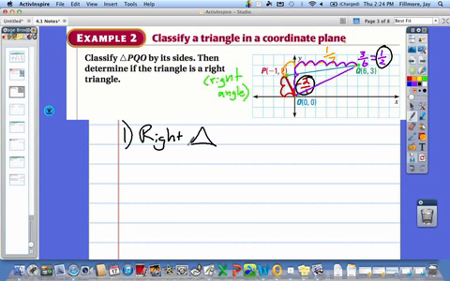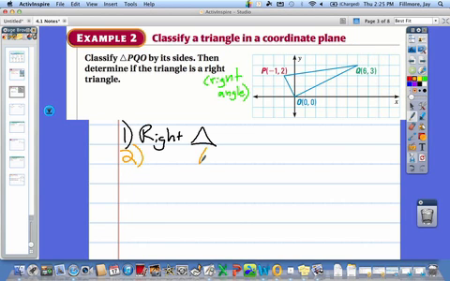The second part takes a bit longer. That's why I did this first. We're going to classify it by sides. That means we're going to have to find the length of each side. And to find the length of each side, we'll have to use our distance formula. And I'm sure as soon as I said distance formula, some of you watching this at home or wherever you might be probably groaned.